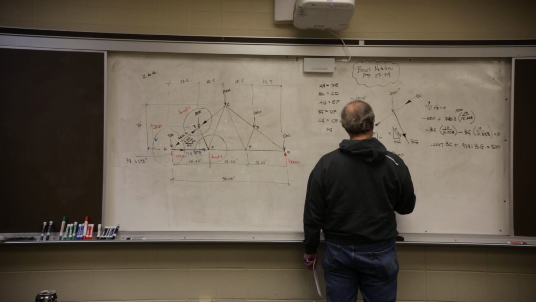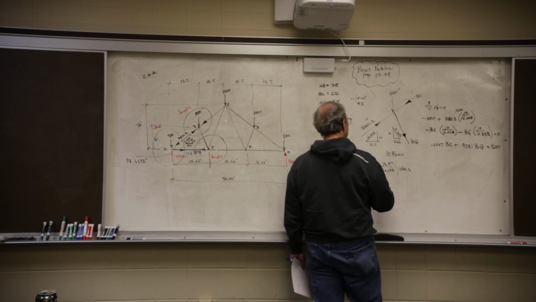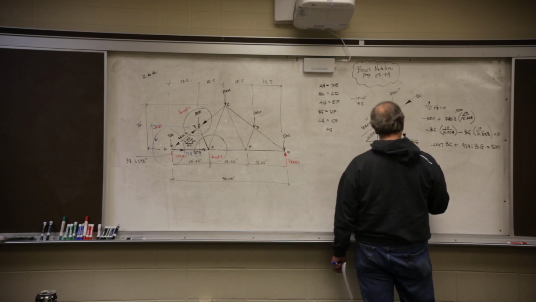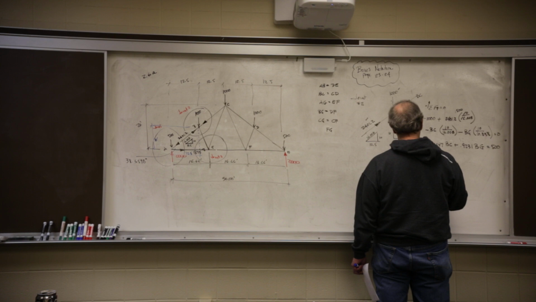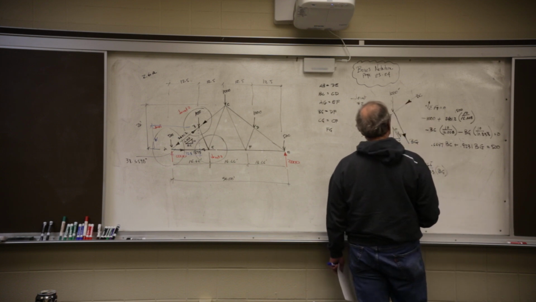12.5 over 16.008 times 24. That's positive, going to the right, x component. That one's good. Next one's positive too, going to the right. The next one's negative.